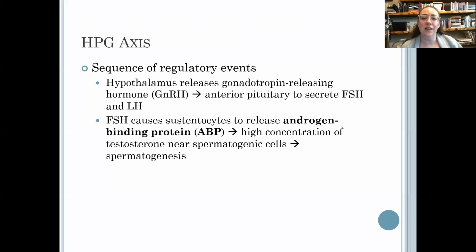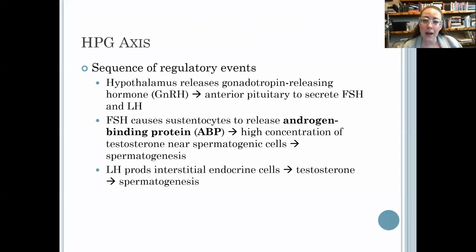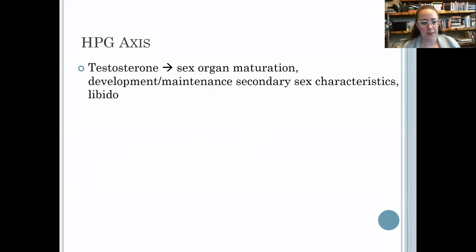And what this does is it binds androgen and keeps a really high concentration of it near the developing sperm. And the androgen that we care about is testosterone, right? Luteinizing hormone prods the interstitial endocrine cells of the testis, which are kind of outside the seminiferous tubules. We haven't really talked about those yet. They're outside the tube itself, but they produce testosterone. And of course, that prods spermatogenesis.